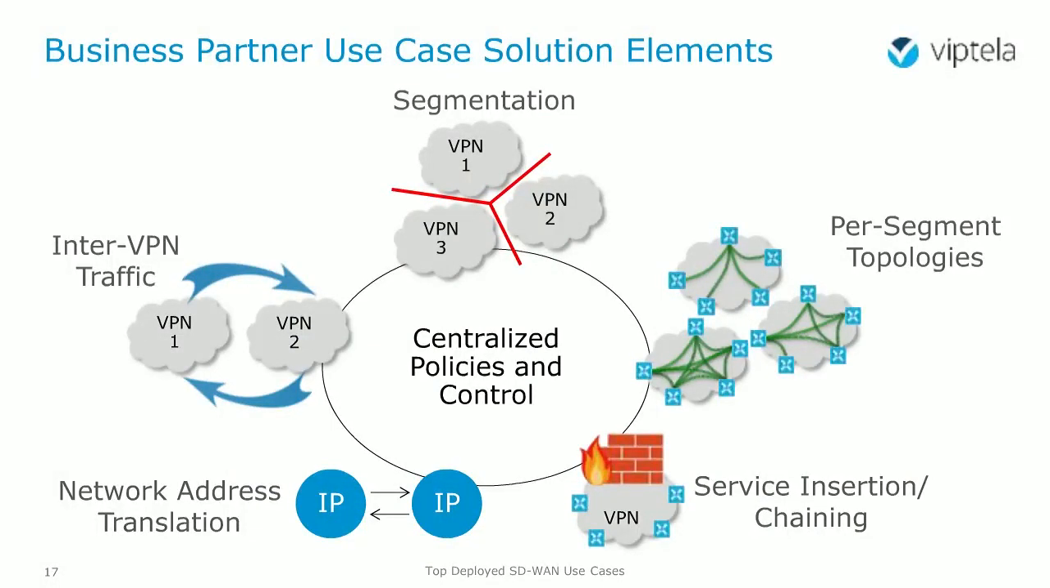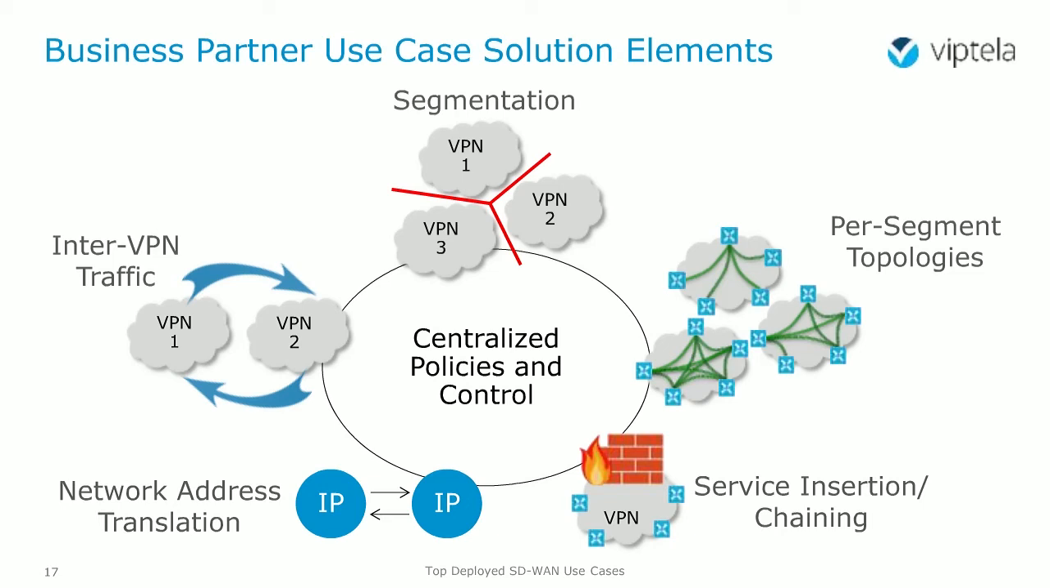Now, there's quite a few elements that go into business partner connectivity. It's sort of easier said than done. You're thinking that, oh, I only need to provision connectivity to the partner, send them through a firewall, and that's it. But in fact, it's a convergence of different features that you would want to implement in order to make it a whole solution, right?